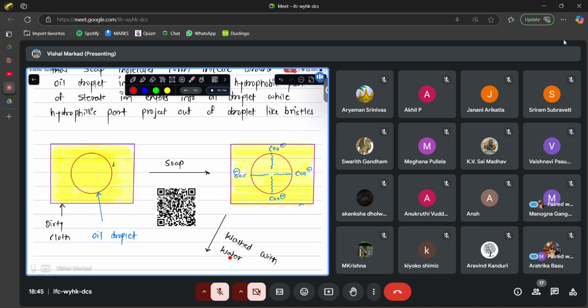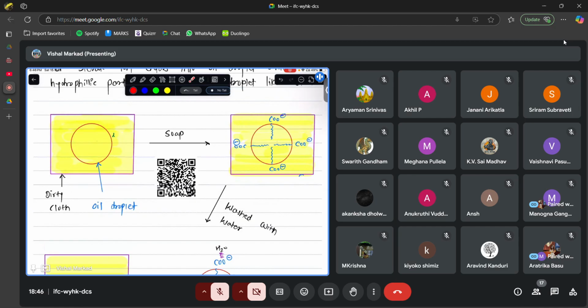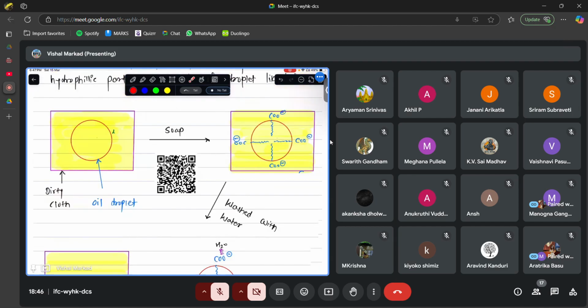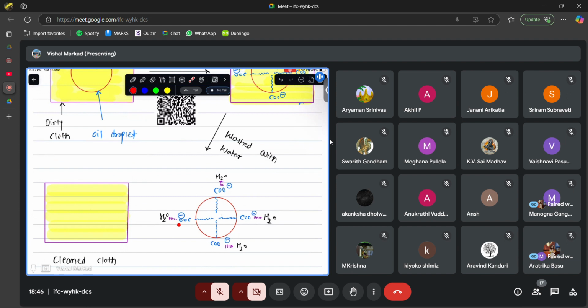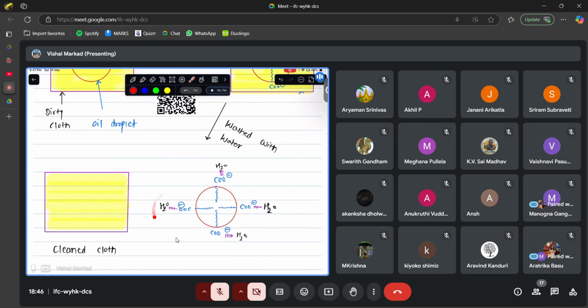Now I will add water. When I wash with the water, what will happen now? When I am adding water, this H2O will be attracted towards this O minus, right? Because this is the polar part. Water is there, so it will attract. So when I am adding water, this entire micelle which is formed here will be removed from the surface of the cloth. Okay, like this. Clear?